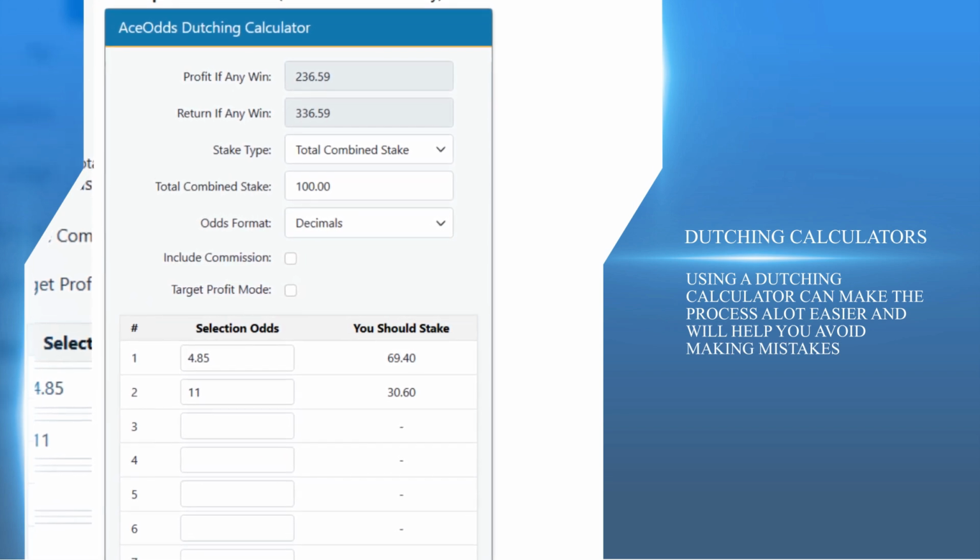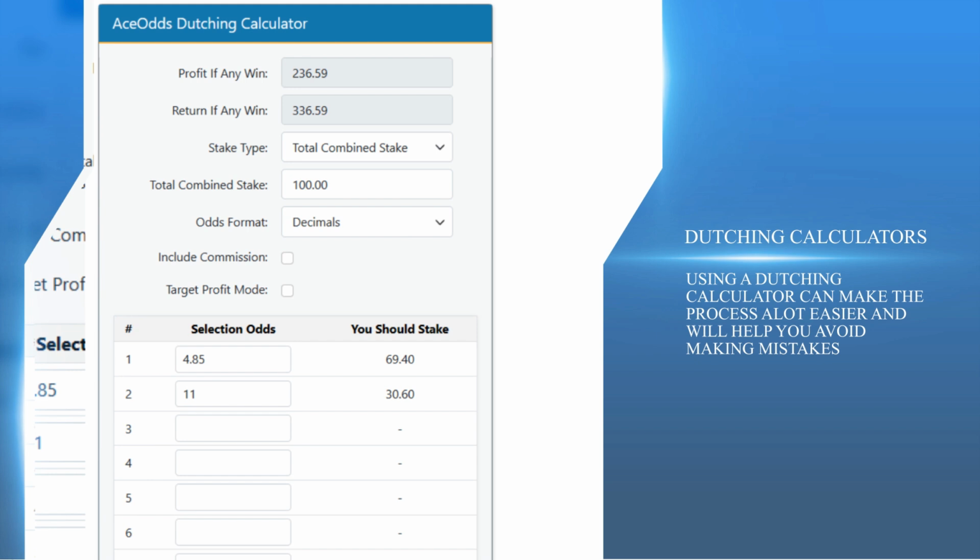Try to decrease the number of outcomes. It is feasible to cover many outcomes, but as the number of outcomes rises, the calculation becomes more complicated and the amount of money you have to put in grows. As a result, strive to keep the number of outcomes to a minimum.